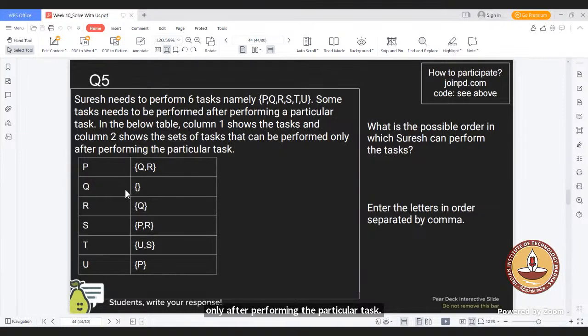Okay, so this is what they're saying. So everyone understood this question, right? Yes, sir. So column 2 is the dependency. That means only after completing P can we complete Q and R. Okay. Good.